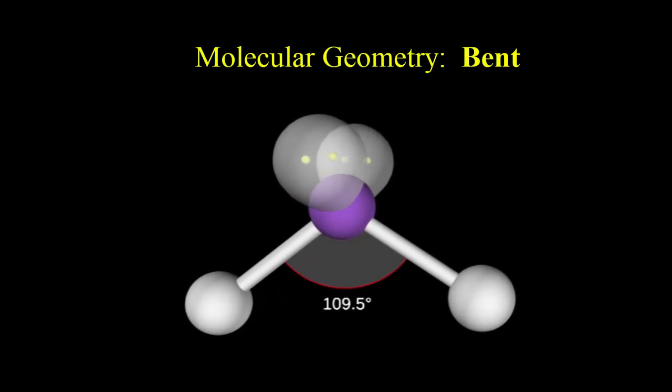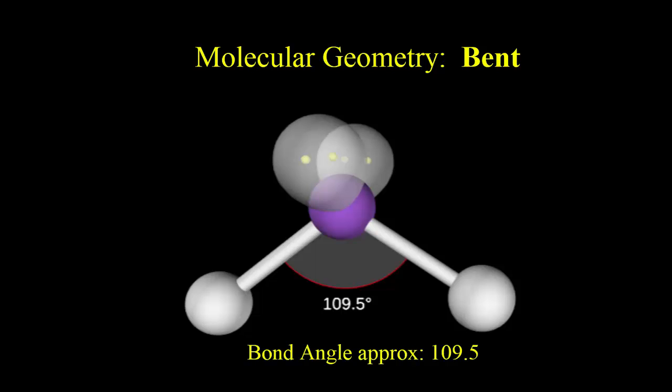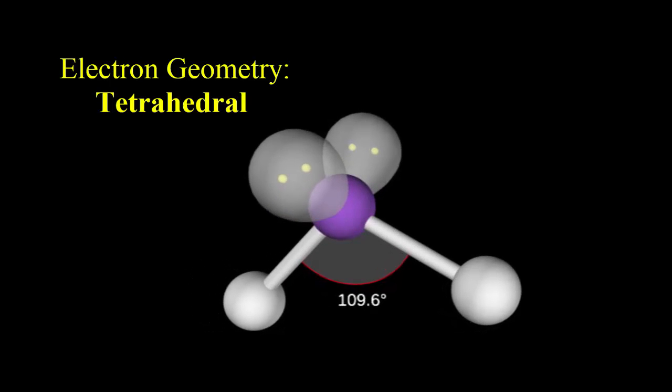If we hide the lone pairs, we see it's a bent molecular geometry. The bond angle will probably be less than 109.5 since these lone pairs are going to push down a little bit harder than if we had atoms up here. If we wanted to talk about the electron geometry, that would be tetrahedral because we have these 4 steric groups here attached to our central atom.